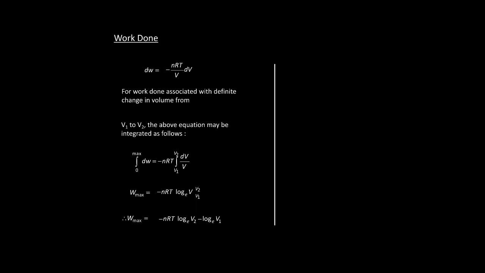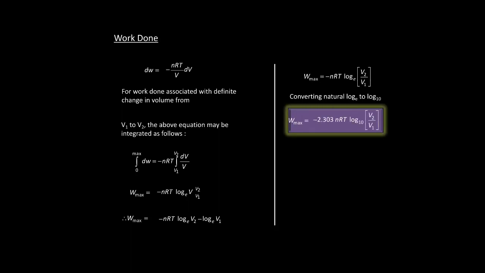Now this log to the base e V2 minus log to the base e V1 can be written as W max is equal to minus nRT log to the base e V2 upon V1. Converting natural log to the base e to log to the base 10, we multiply with 2.303. W max is equal to minus 2.303 nRT log to the base 10 V2 upon V1.